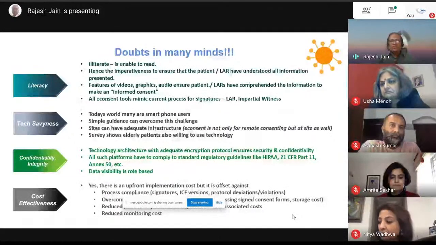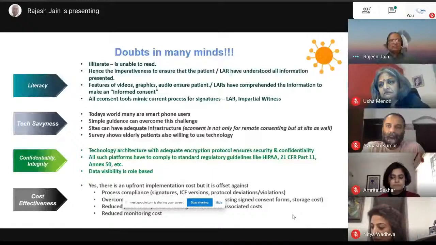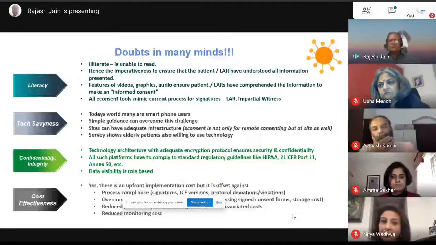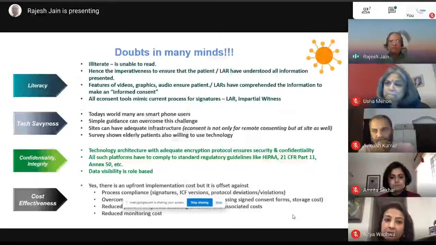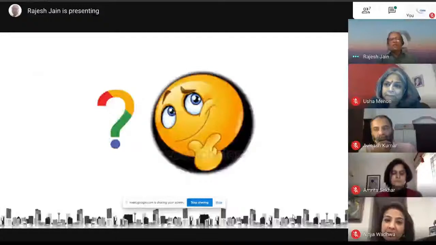Is it cost effective? As I've already said, there's no way to absolutely quantify a paper consenting process versus digital. But when you put in all the related factors of the non-compliances associated with the paper processes, all the headaches around paper management processes, I think e-consent is a much more cost-effective platform.